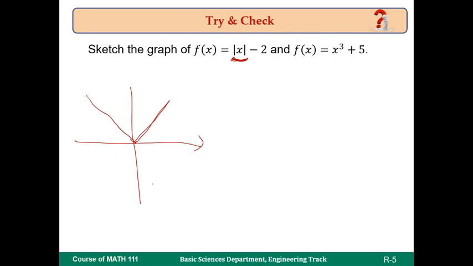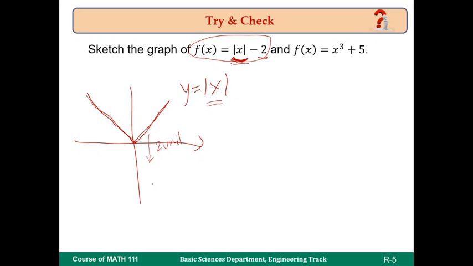So it's a V shape. So this is y is equal to the absolute value of x. Now, if you want to make the graph of y is equal to absolute value of x minus 2, as you see, what's the difference here? The absolute value of x, but here it's minus 2. So it means it will go 2 units down.